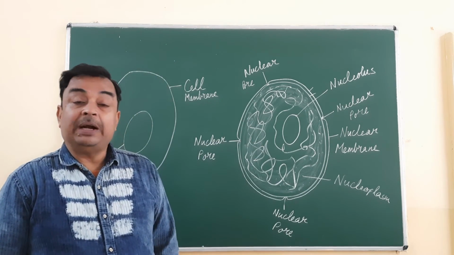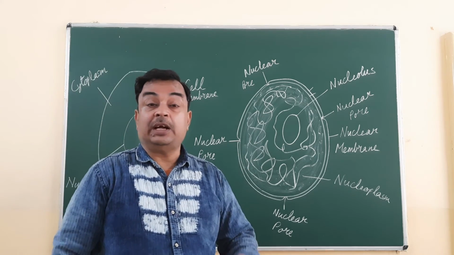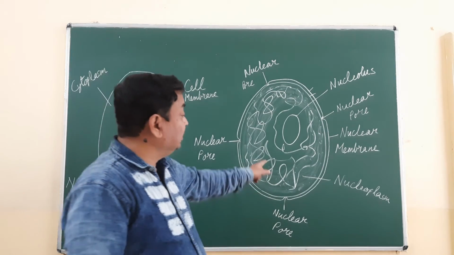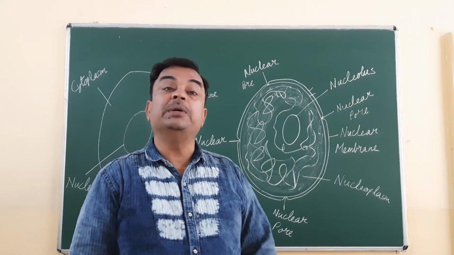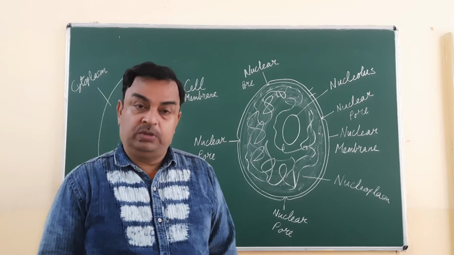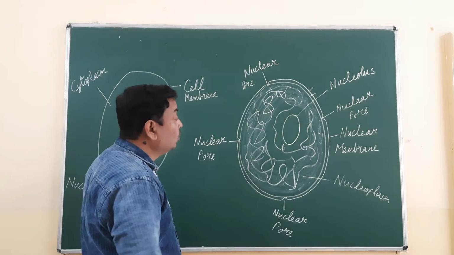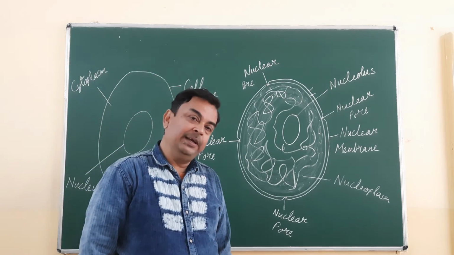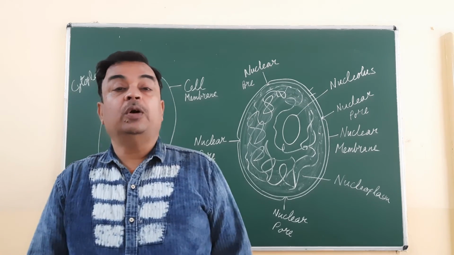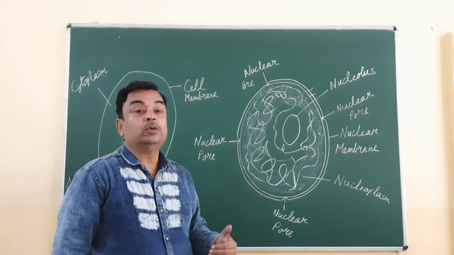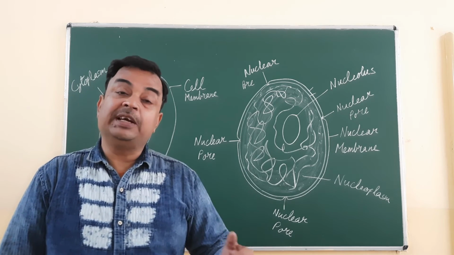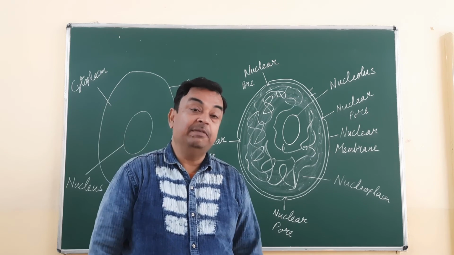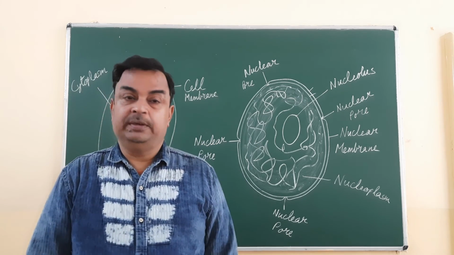But when the cell matures or participates in the process of reproduction, at that time these chromatin fibers convert into chromosomes, and chromosomes are rod-like structures. They generally carry information of the parent generation to the next generation. Whatever characteristics the parent cell has, that is transferred to the next generation.